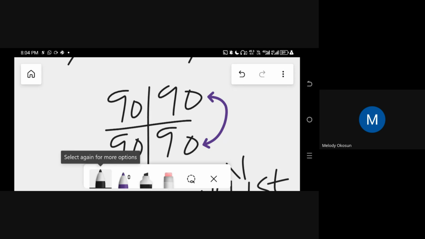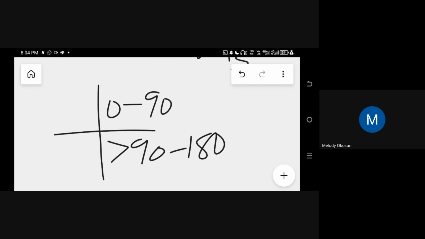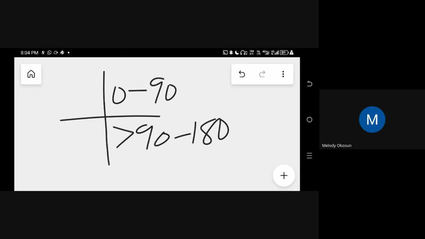starting from the first, 0 to 90. In the second, above 90 to 180. That's 90 plus 90, 180. So you see it here. That's why the second quadrant is anything above 90 to 180. So when you have 90 point something to 180, you know that you're talking about the second quadrant.